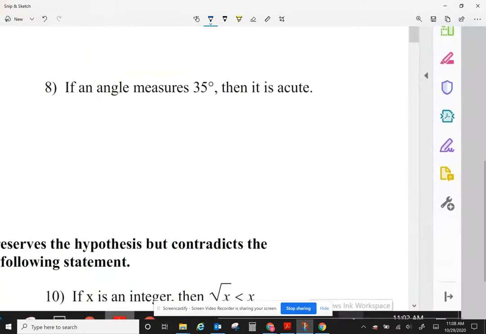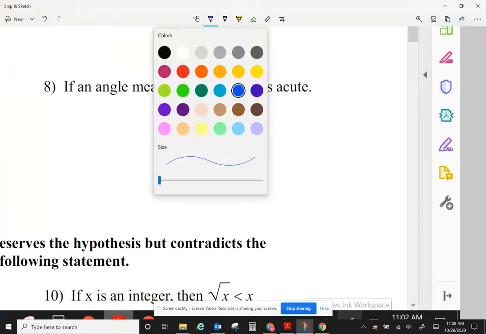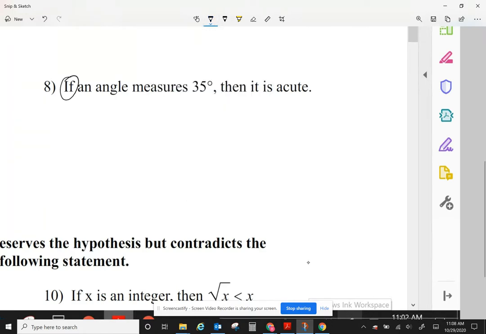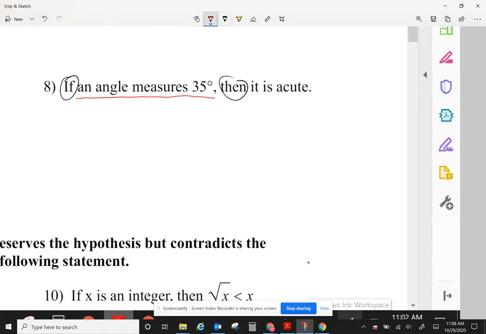So now let's move on to question number 8. If an angle measures 35 degrees, then it is acute. I see my if and my then part. They help me because the if part is the hypothesis. The then part is the conclusion. I'm trying to think of a counterexample. I want to prove this wrong. I want to think of an angle that measures 35 degrees, but I don't want it to be acute. Now, acute angles are any angles that are less than 90, between 0 and 90.